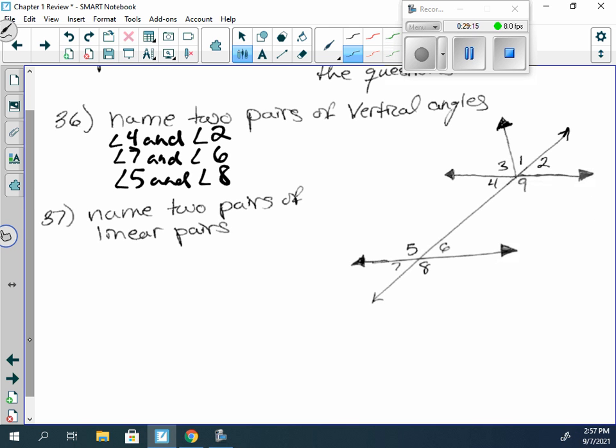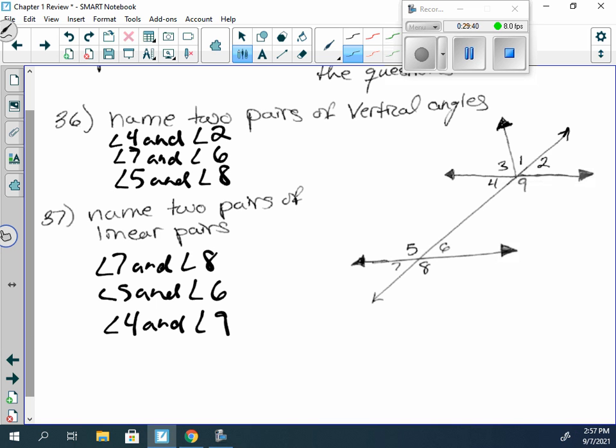Name 2 pairs of linear pairs. 5 and 8. 7 and 8. Oh, yeah. Because what's special about a linear pair? They make a straight line. 2 and 8 would not. 4 and 7 would not. I don't understand. Because it's 2 angles that make a straight line.